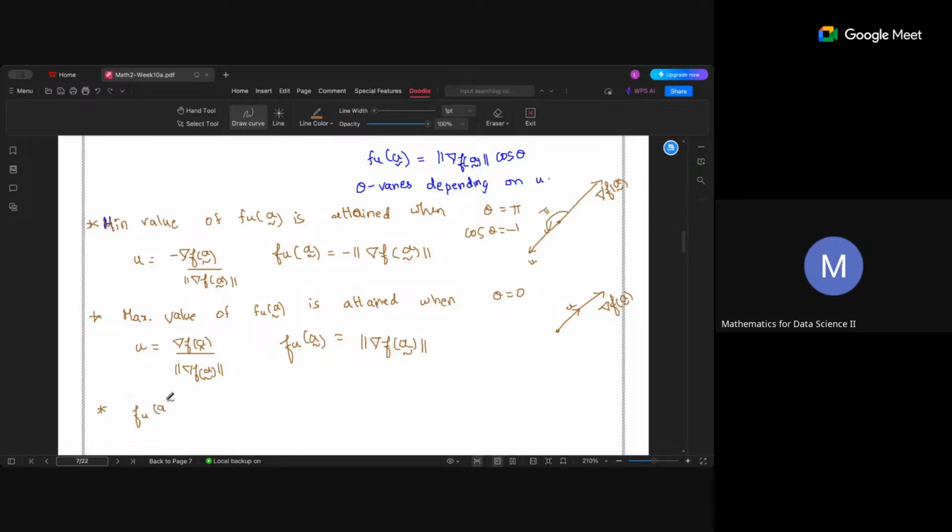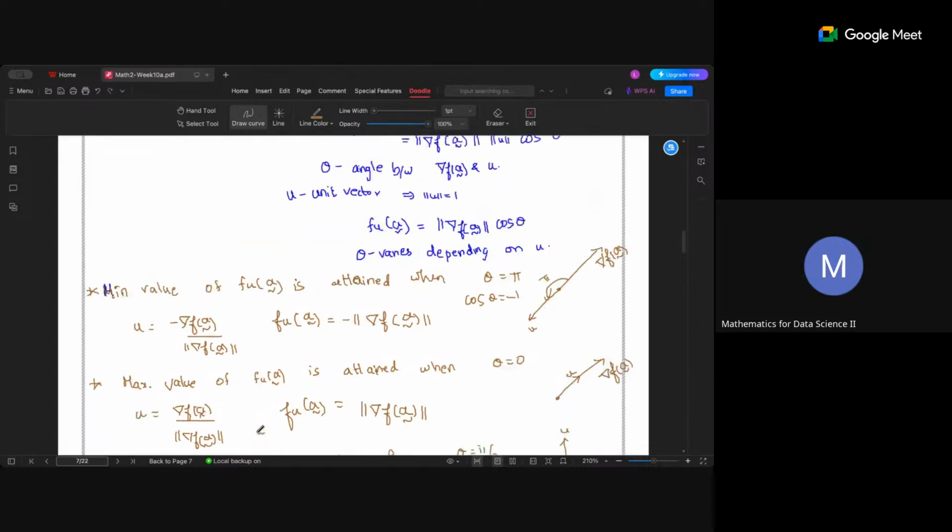Now when does f_u of a remain unchanged? When both are perpendicular. Yes, when theta is pi by 2. So when both are perpendicular, your u and del f of a tilde are orthogonal or perpendicular to each other. In this scenario, you see that f_u of a tilde remains unchanged. So what is the value of f_u of a tilde in that case? Yes, it is going to be 0.